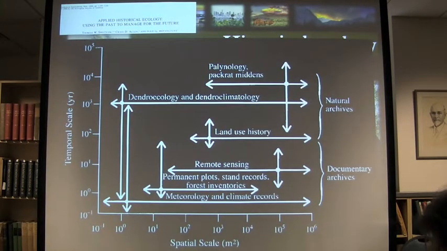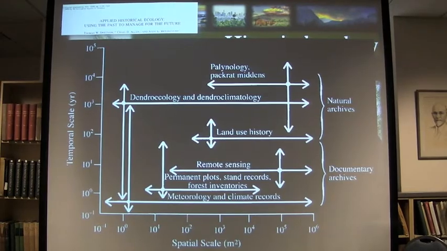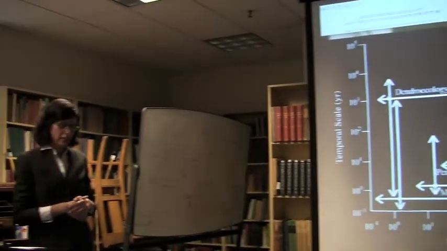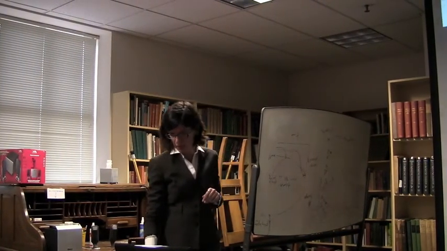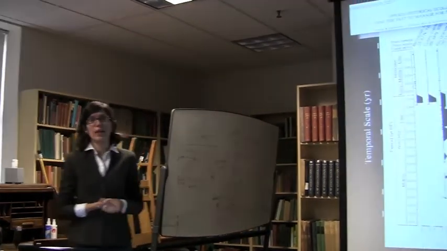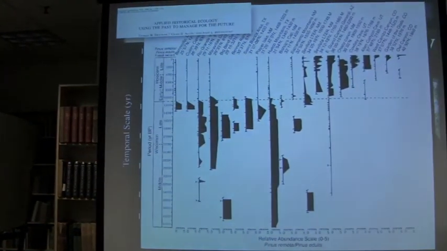So historical ecology focuses on integrating data sets that span different spatial and temporal scales. Basically, you try to compare and contrast what you find at different scales, both spatially and temporally. Here is a plot that summarizes the type of data sets that historical ecology focuses on. You can have palynology, remote sensing, meteorology, and climate records, and you can integrate those across time and space.